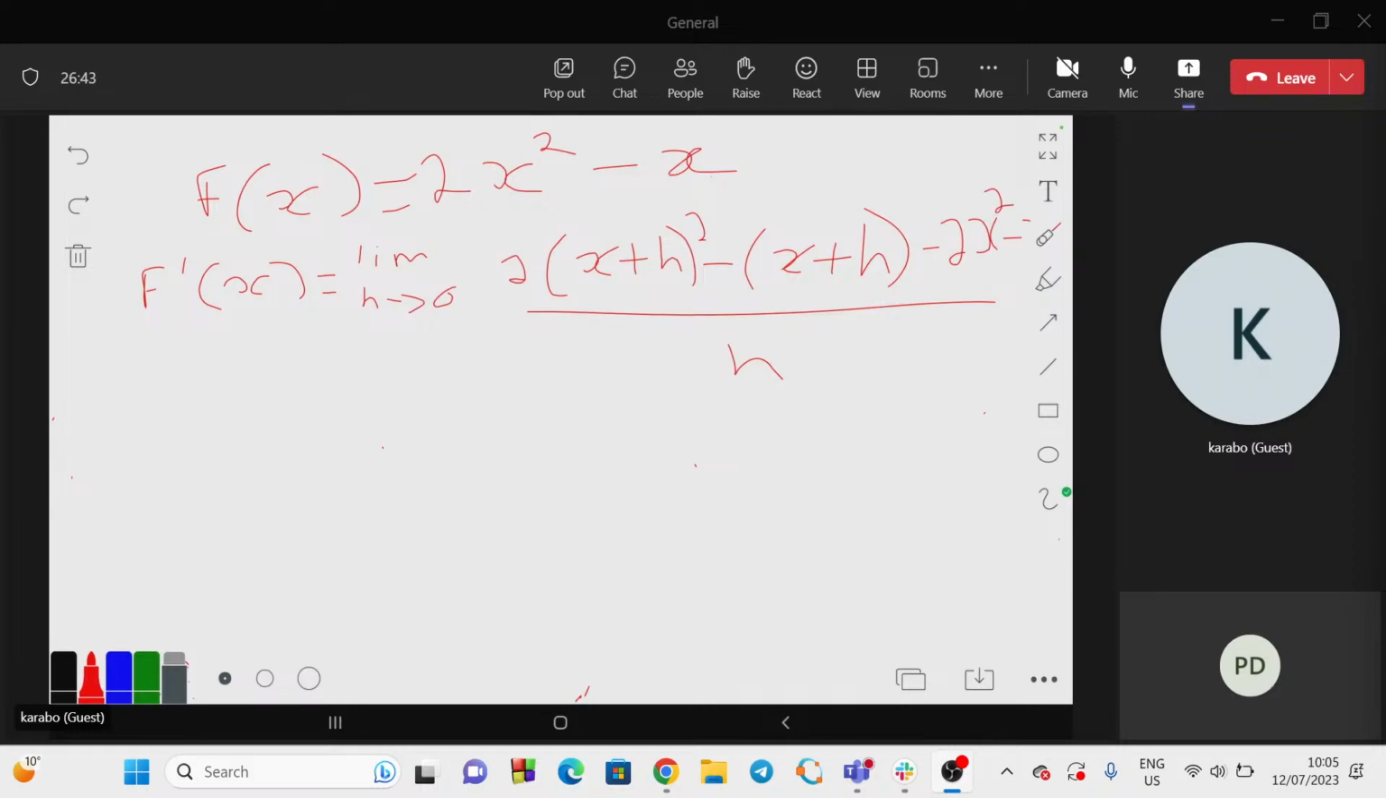when you are done with substituting x plus h, then you see if there was 1 there, you are going to say plus 1, then you say minus.